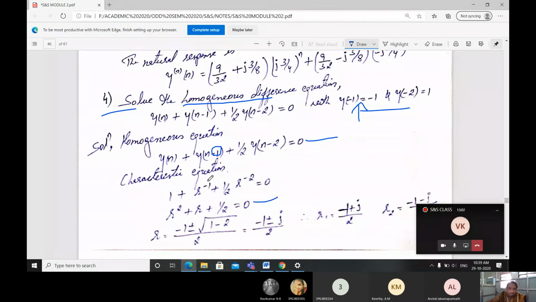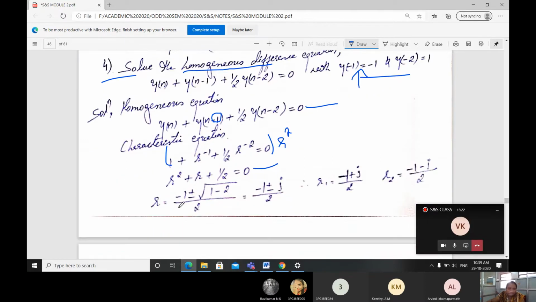Solve for this. What you have to do, you can just multiply with the highest power, based on the highest power r square, inverse of that square power you have to do, that is r square. If you multiply for this equation, you will be getting r square plus r plus 1 by 2 is equal to 0. Okay, then by using the equation, that is r is equal to minus b plus or minus square root of b square minus 4ac divided by 2a, you can solve this.